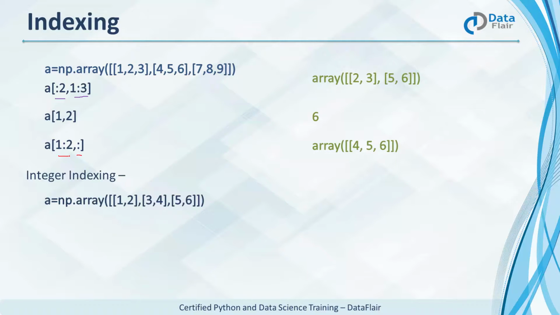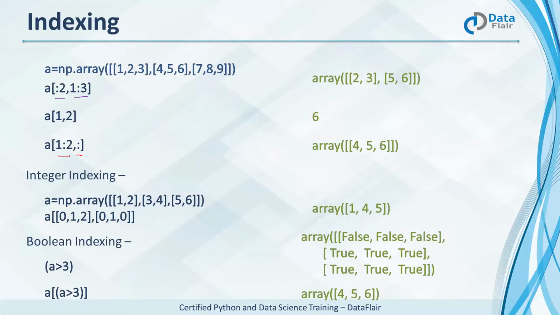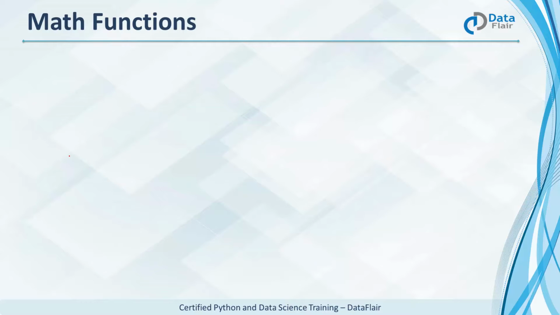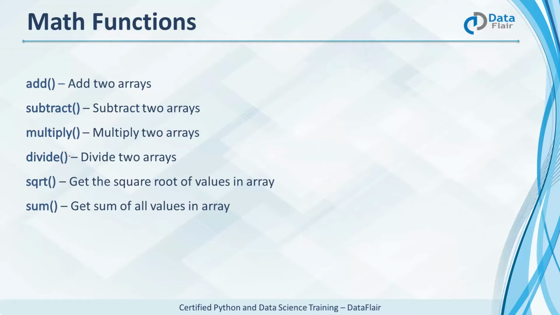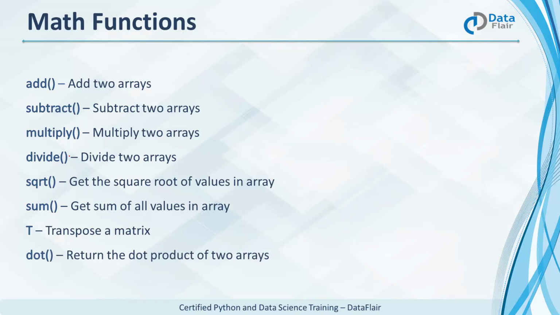This is an array A. We can take the values at positions 0, 0, 1, 1 and 2, 0 and create an array from that. We can also create an array picking elements that satisfy a condition. This is Boolean indexing. Let's discuss some mathematical functions on NumPy arrays. We can add two arrays, subtract them, multiply, divide, get the square roots of all the values, sum all values, transpose a matrix, and even get the dot product of two arrays.